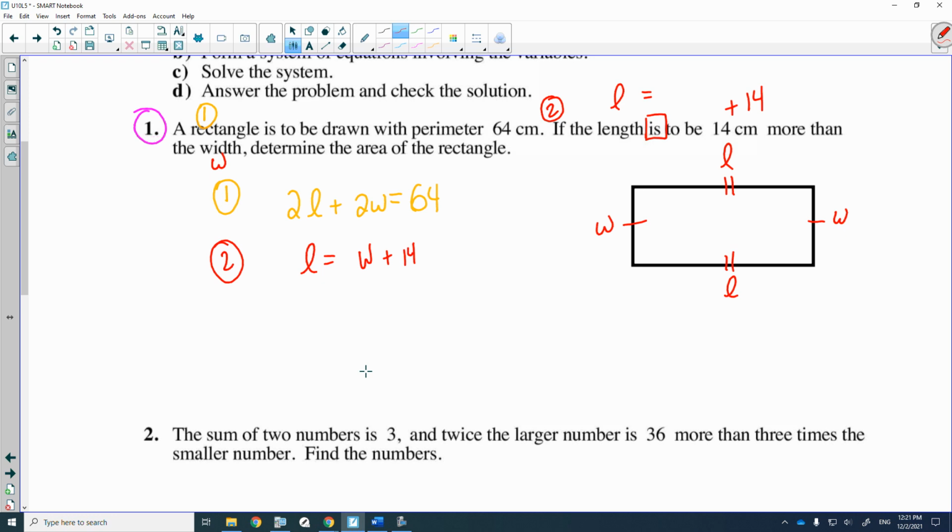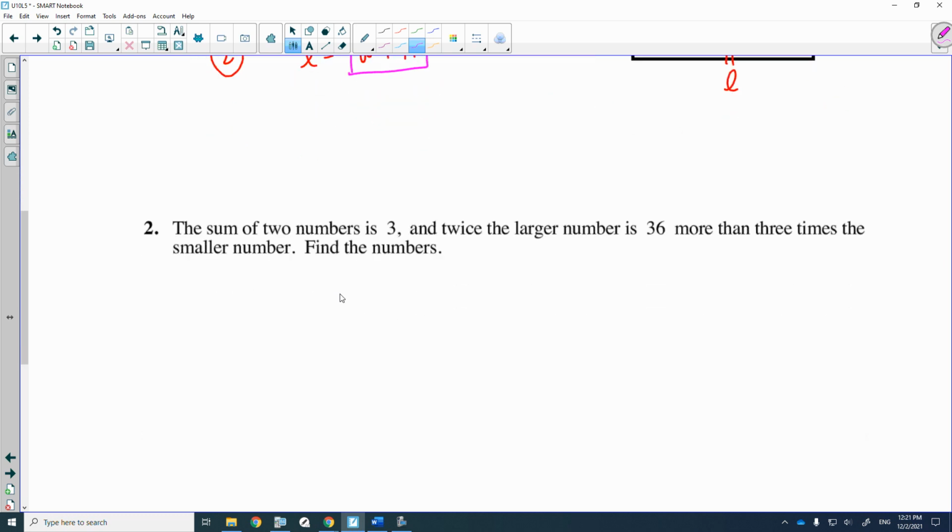Okay, how is this set up? We're not going to solve it right now. You're just going to tell me, how would you guys solve this? What is it set up for? It is set up for substitution. You do not have to do substitution, right? If you want, you could have subtracted L from both sides, or sorry, subtracted W and then done elimination, but it's set up for substitution. Okay.